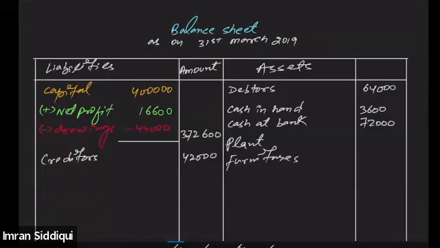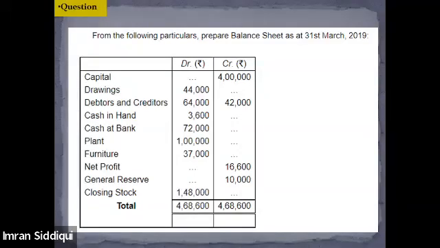All you need to keep in mind is that an asset item needs to be recorded on the asset side. That is it, and a liability should be recorded on the liability side of the balance sheet. This is enough. Okay, now moving on to the next point.